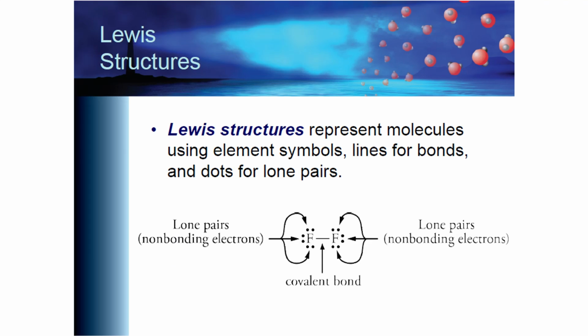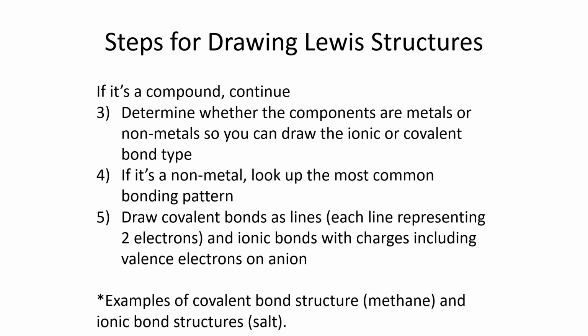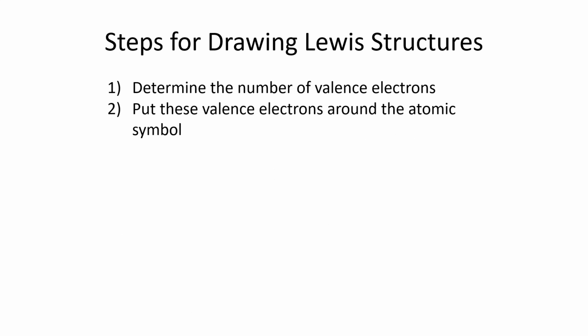Lewis structures represent molecules using element symbols and lines for bonds, dots for lone pairs of electrons. So in order to draw a Lewis structure, you first need to determine the number of valence electrons. Then you need to put the valence electrons around the atomic symbol. And then if it's a compound, you're going to continue. Drawing a Lewis structure for any one individual atom is just going to be the electron dot symbol.